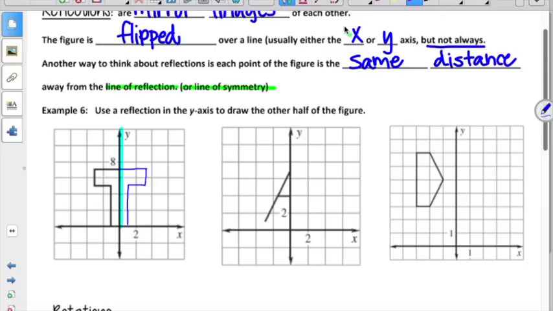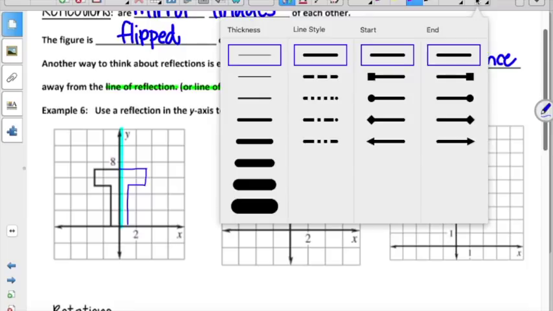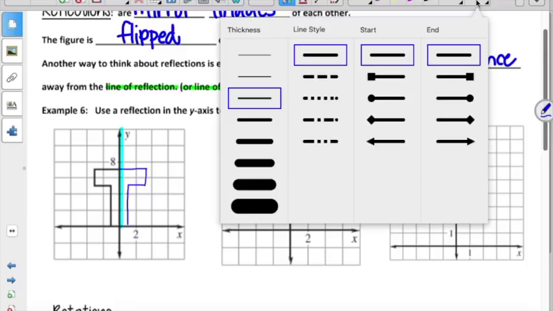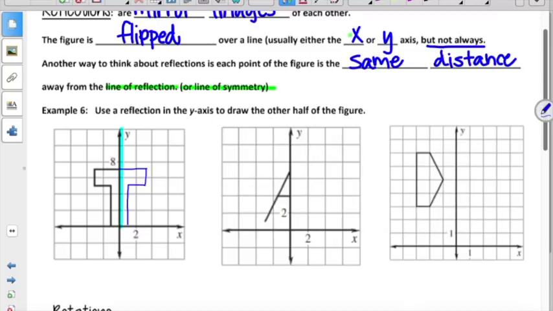So here's our line. We're just going to start with each point and see how far away it is from that line. Okay, so that's one space away. So we're going to create our mirror image that's also one space away, but on the right-hand side. Up here, this one's 2 spaces away. So we're going to create our image, which is also going to be 2 spaces away from that y-axis.